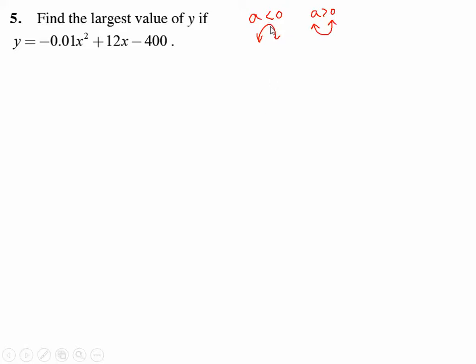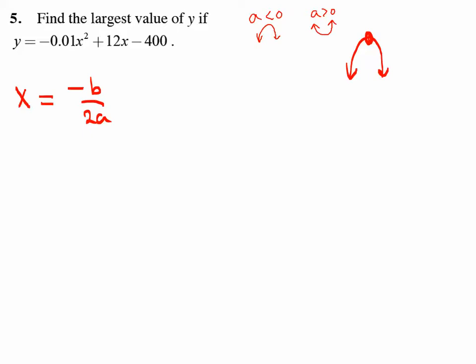Hey, that's just the vertex. Actually, now we need the y value of the vertex. That's all. So let's do this here. Negative b over 2a, wouldn't that give me the x-coordinate of the vertex? Once I know the x-coordinate, I just have to plug in to give me the y-coordinate.